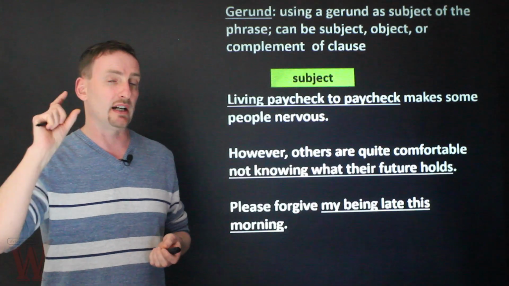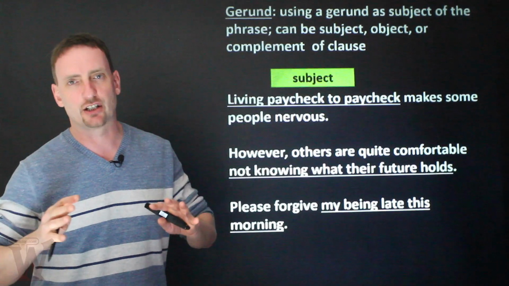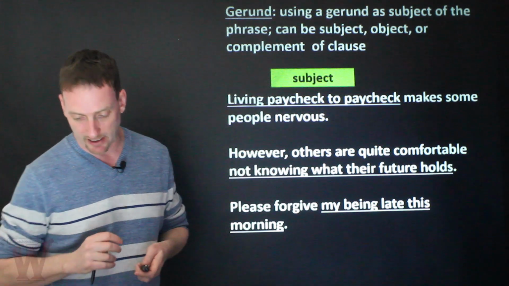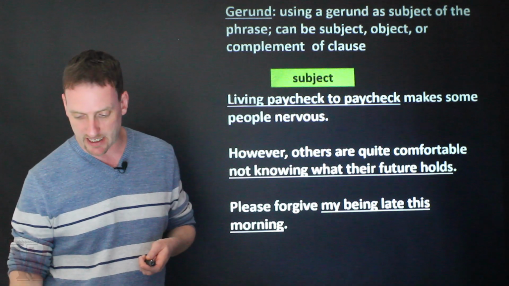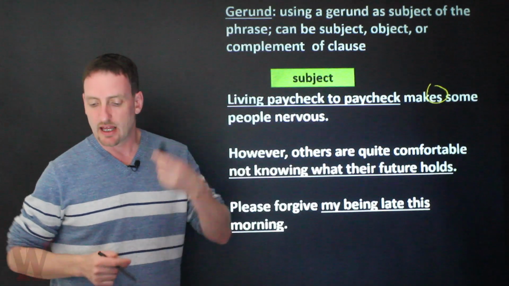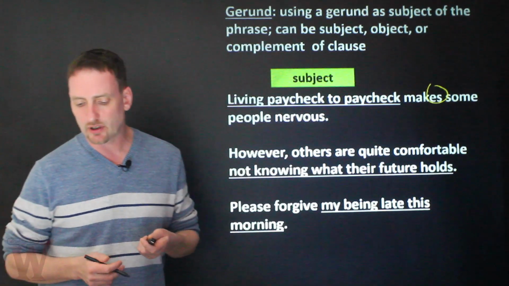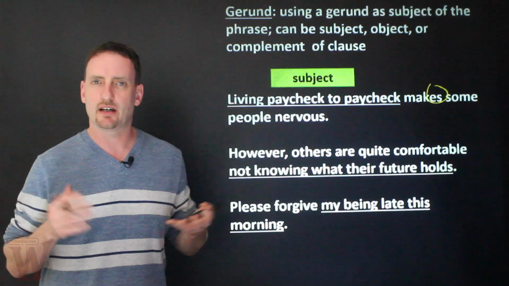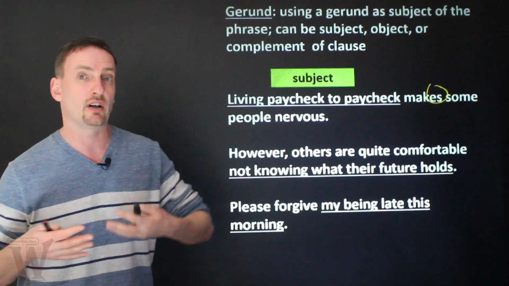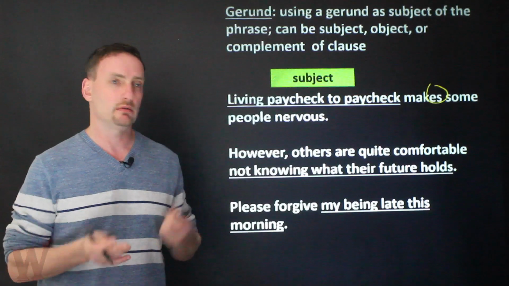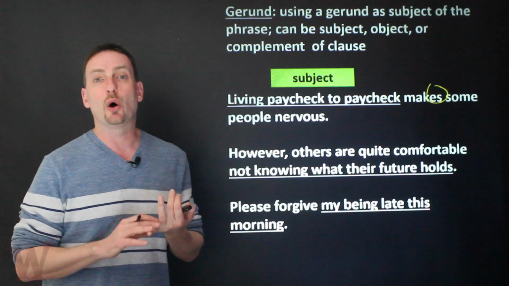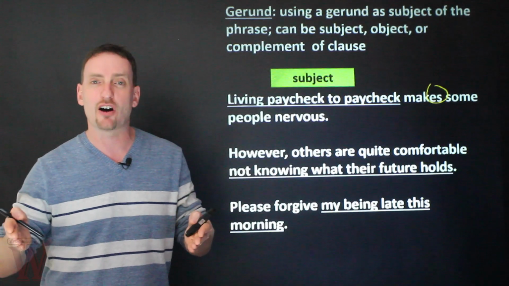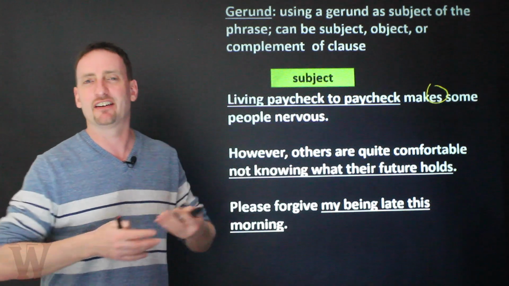A thing to remember about gerund phrases, they're always singular, okay? You're never going to have a plural gerund phrase subject. Keep that in mind. That's why makes. Notice makes, not make. Now, however, others are quite comfortable not knowing what their future holds. They're comfortable. Okay, that's a complete idea, but you want to give a more complete meaning. So you're going to add a complement, not knowing. So I can use it a positive or negative. Knowing is a transitive verb. It needs an object. What their future holds, I have a noun clause as an object to the gerund knowing.